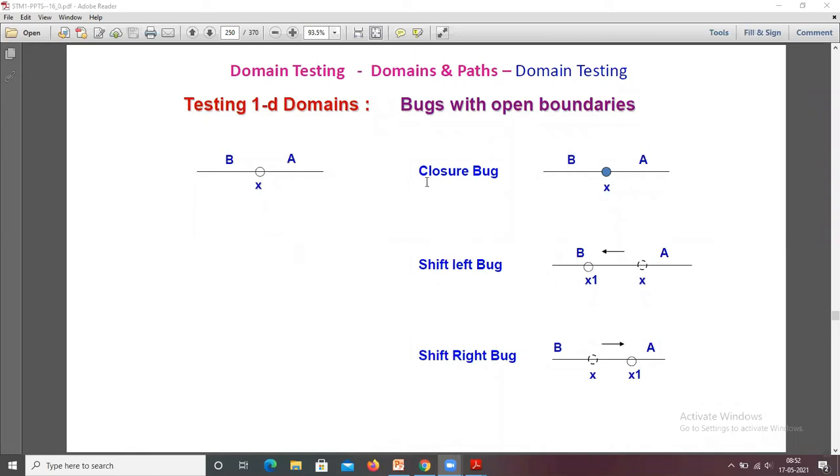Here, if you observe, this is the closure bug. So this is the X. It is closer to A and B. Okay. And shift left bug. Shift left bug is nothing but the boundary is shifted towards the B domain. So this is the X bug, and this is the shift left bug. And similarly, shift right bug. So this is the X. Now this becomes X1. So that we call a shift right bug.